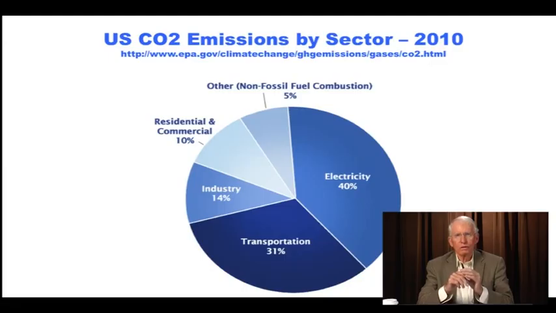Industry is 14% of our CO2 emissions in the U.S. One of the big ones there is cement production, which is just in the cement manufacturing process, and it's a very large producer of CO2. Residential commercial is about 10%, and other non-fossil fuel combustion is about 5%. That means things like refrigerant emissions. So that's the big picture for CO2 emissions worldwide, and narrowed down to the U.S.